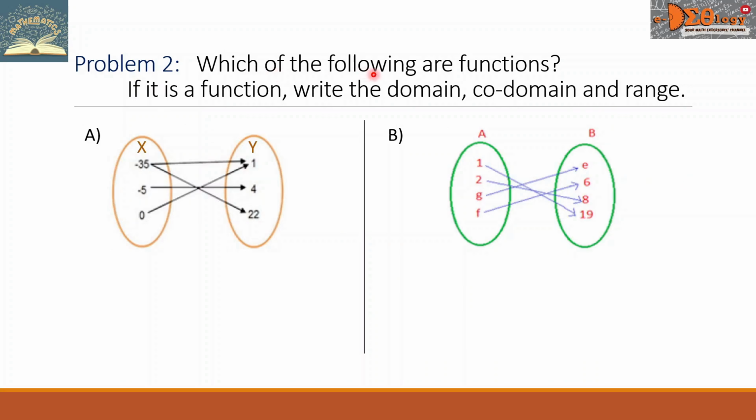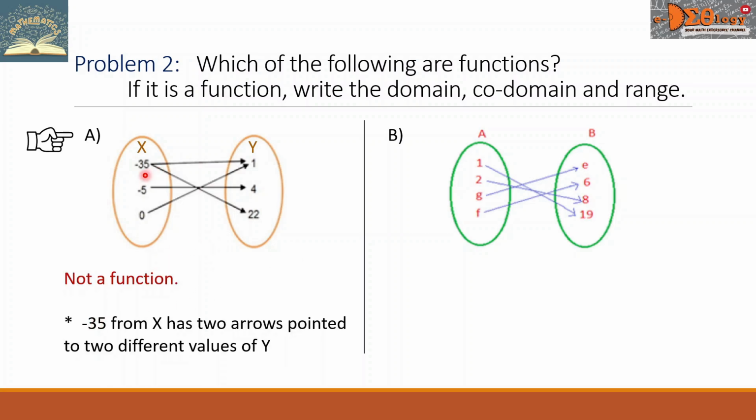Problem 2. Which of the following are functions? If it is a function, write the domain, codomain, and range. Let's begin with A. Observe this illustration. This is not a function because this negative 35 from x has two arrows pointed to two different values of y. As a rule, for every value of x here, there must be only one arrow that points to the other group.